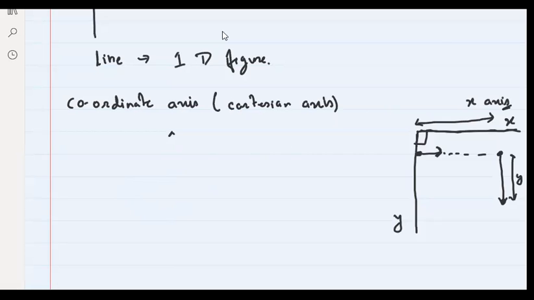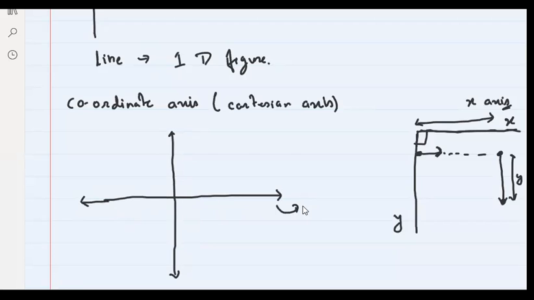So any plane, wait guys, I cannot draw a straight line. I'm so horrible. What to do? So by default, any plane. So this is your horizontal line. Tell me, this is your horizontal line.